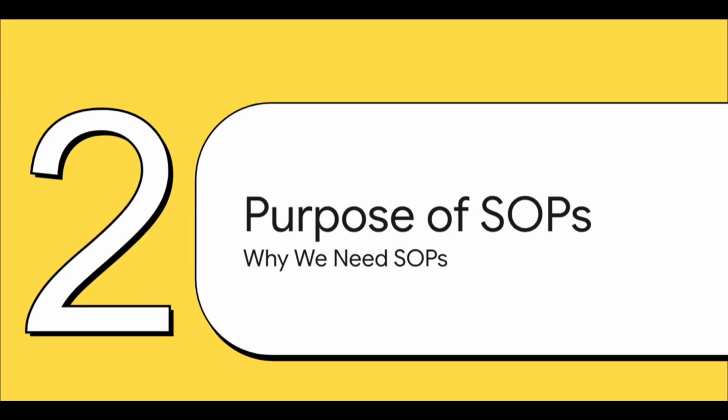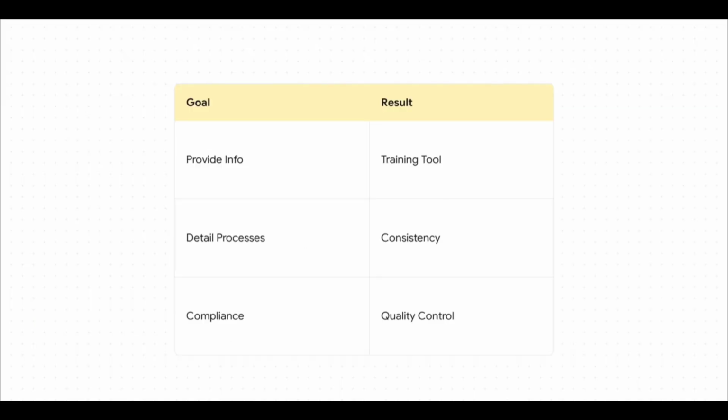Moving right along to Section 2, the purpose of SOPs. Why do we actually need them? Let's map out the intent of an SOP to its real-world outcome, kind of like connecting the dots. First, the goal of providing all the necessary info to perform a job, well, that results in a highly effective training tool for your new staff. Second, the goal of detailing recurring work processes, that directly guarantees uniformity, consistency, and top-tier data quality. And third, the goal of ensuring regulatory compliance, that essentially builds in your quality control and quality assurance. These organization-specific documents are the actual bridge between your high-level goals and your vital day-to-day operational outcomes.